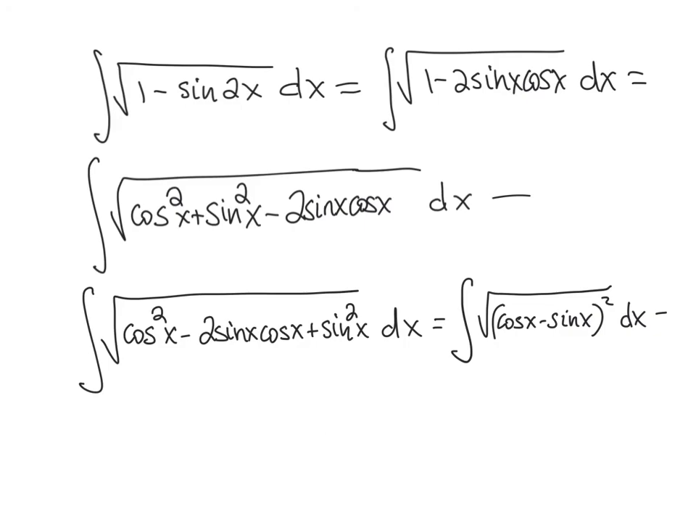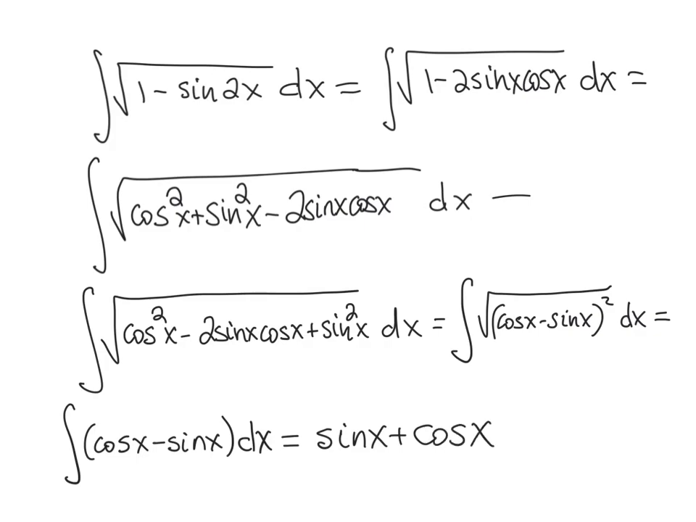dx. And that becomes the integral of cosine x minus sine x. And of course, the integral of cosine x is sine x. The integral of negative sine x is positive cosine x. And now we add c. And of course, we get the same answer that we got when we used U substitution.